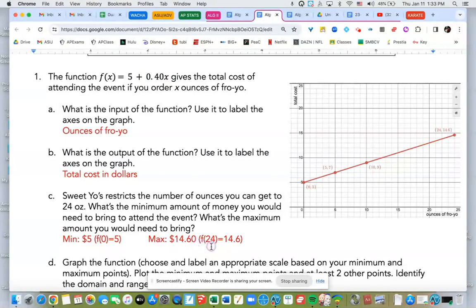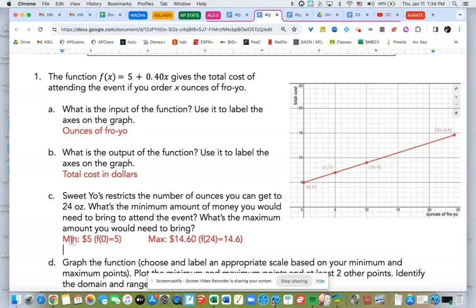Now they also say, what's the maximum? Well, they said 24 ounces is the most frozen yogurt you can get. So you can put that into your equation, right? It's going to be 24 times your 40 cents, and then you also add $5 onto that. And when you do all that, you'll get $14.60. Okay? So it's just plug and chug there a little bit, right?